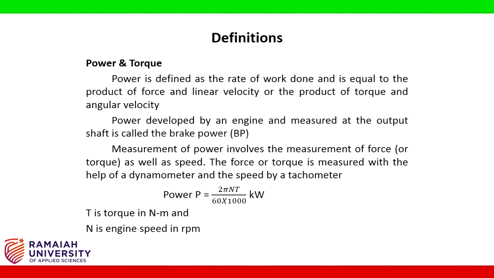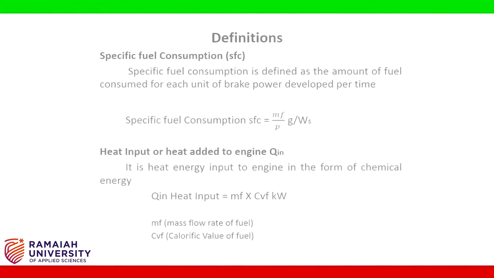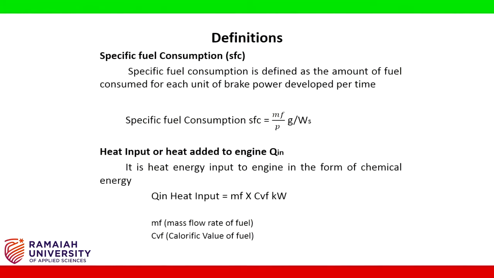Power P is equal to 2 pi NT by 60 into 1000 kilowatt, where T is torque in Newton meter and N is engine speed in revolutions per minute. Specific fuel consumption SFC is defined as the amount of fuel consumed for each unit of brake power developed per time. It is given by the equation as shown.